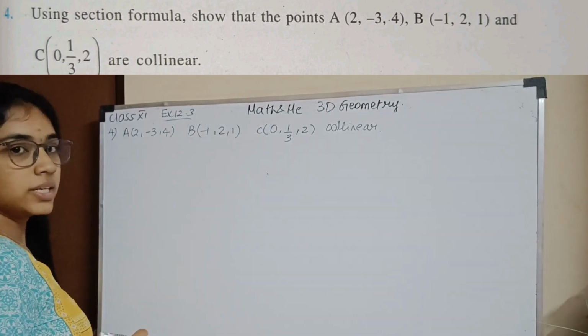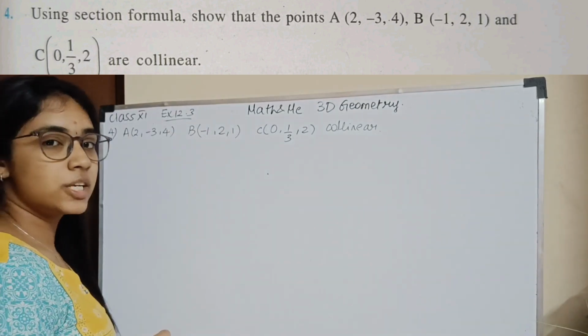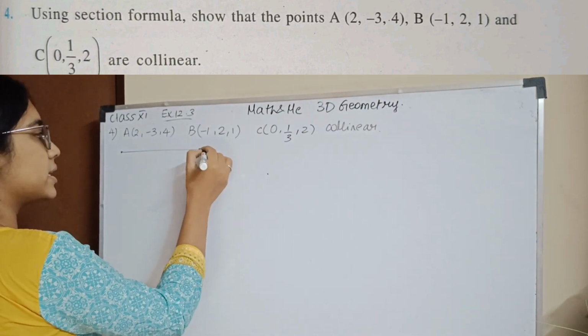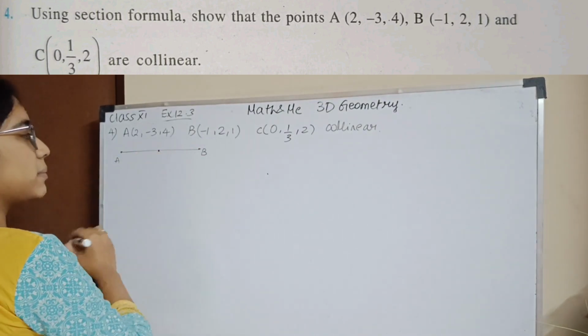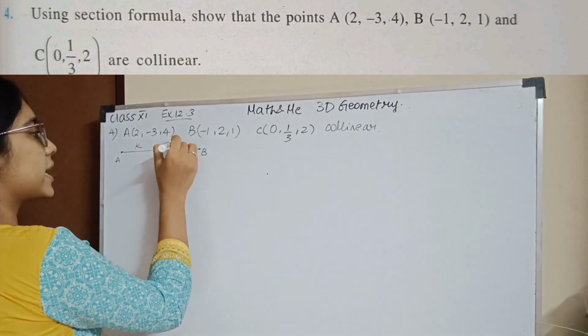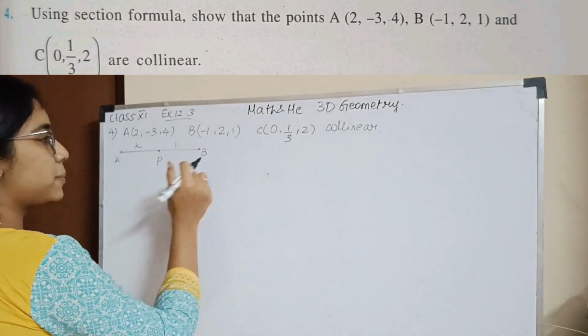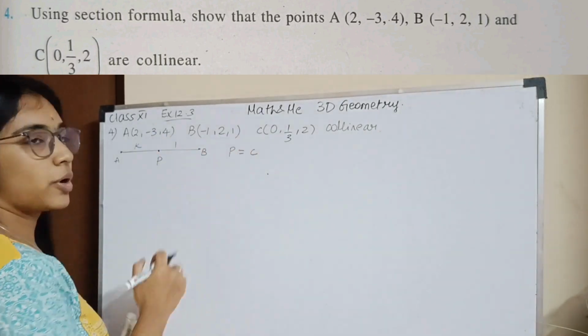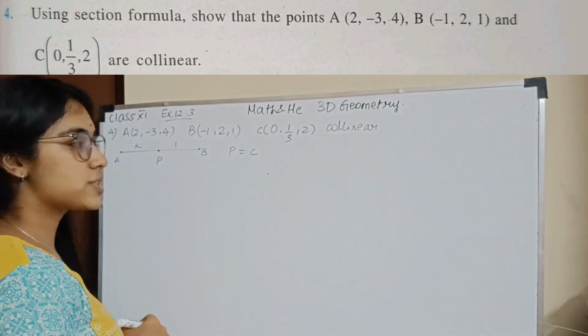So question number 4. I have to show that these points are collinear using the section formula. So what can we do? I have A and B, and let me imagine that I have a point P which divides this in the ratio k:1. If I can prove that P equals C, then I can prove that these three points are collinear. Okay, so this is how you use the section formula.